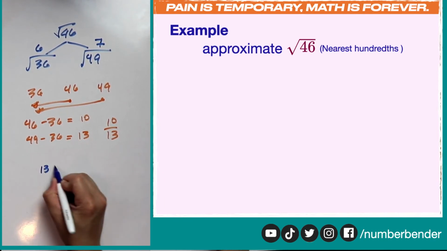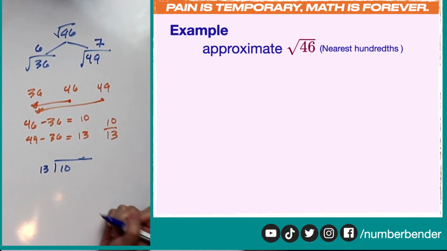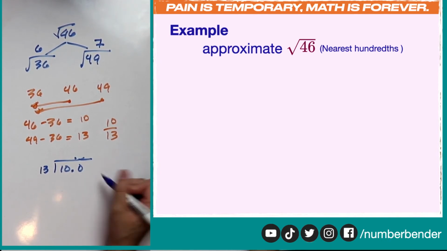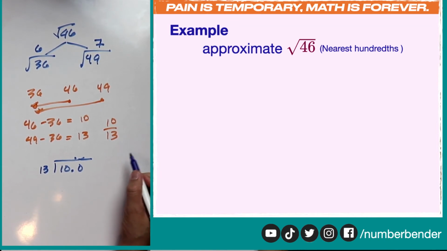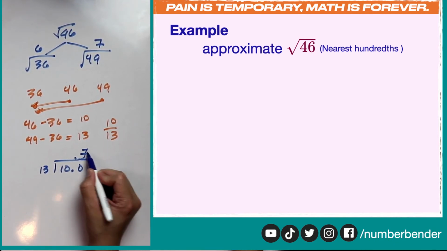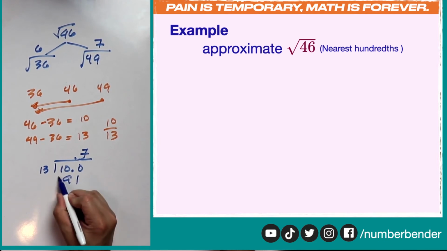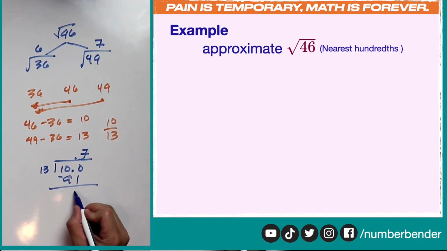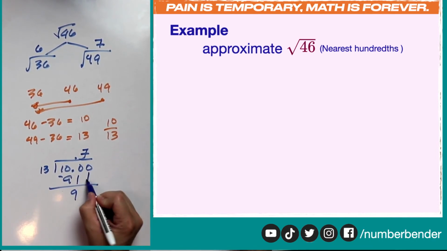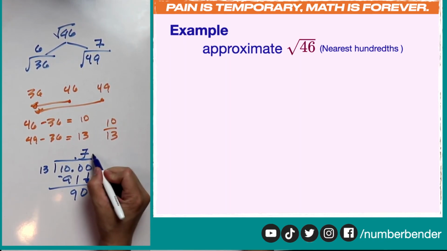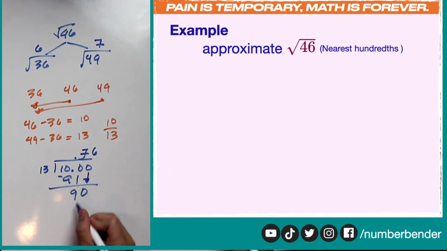So we'll have 13 out and 10 in. We just need to find two decimal values, or our hundredths estimated value, for the square root of 46. So how many times 13 goes into 100? 7 times. 7 times 13 is 91. And we subtract it. 100 minus 91 is equal to 9. And we need to add another 0. So now we can divide 90 and 13. How many times 13 goes into 90? 6 times, and 6 times 13 is equal to 78.